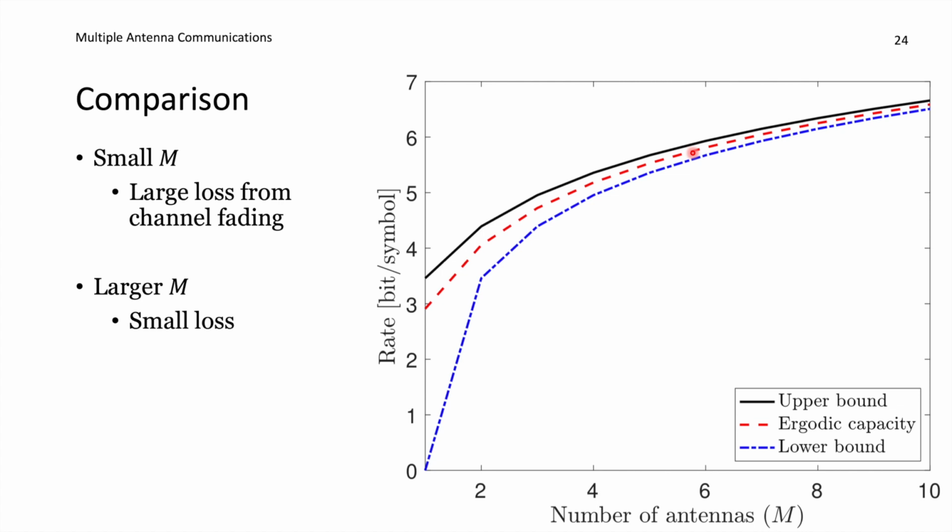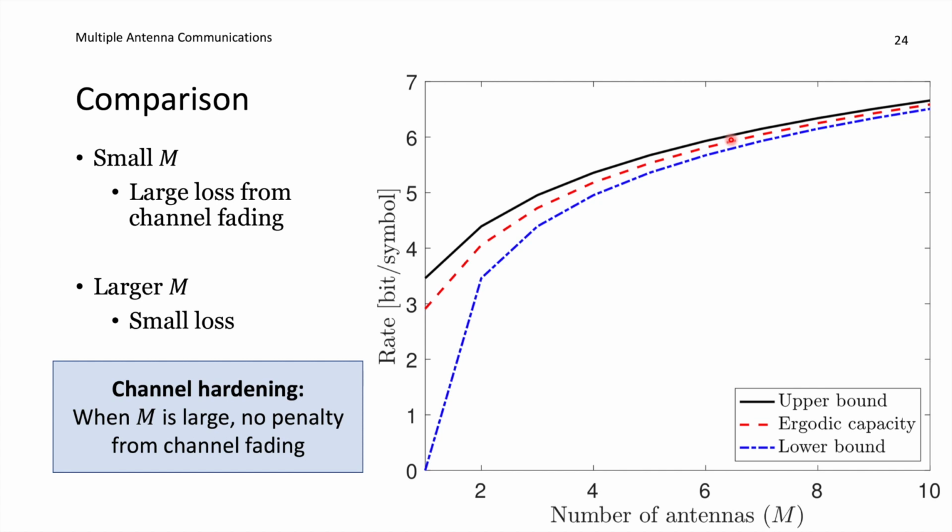And this is created by the spatial diversity that we talked about before. We have smaller variations around the average value of the squared norm of g, and therefore the upper and lower bound becomes closer and closer together. And when we are talking about the ergodic capacity, this phenomenon is typically called channel hardening. When the number of antennas m is large, there is really no penalty of having channel fading, because we know that even if each antenna is seeing an independent fading realization, the squared norm of it will have very small variations left, and that is called channel hardening.